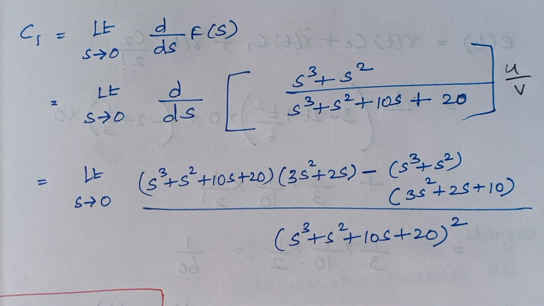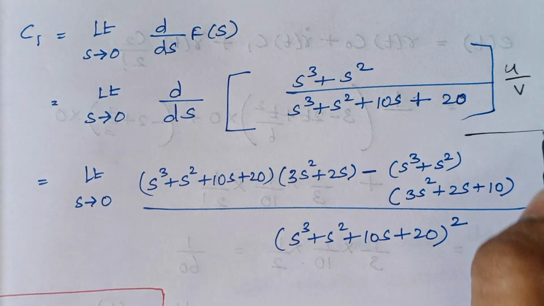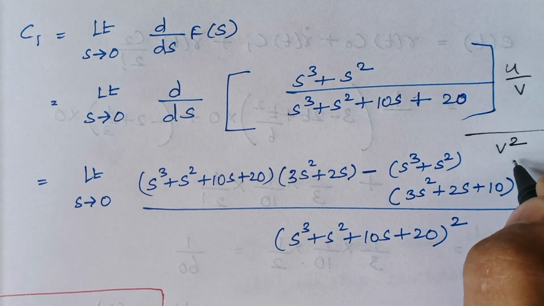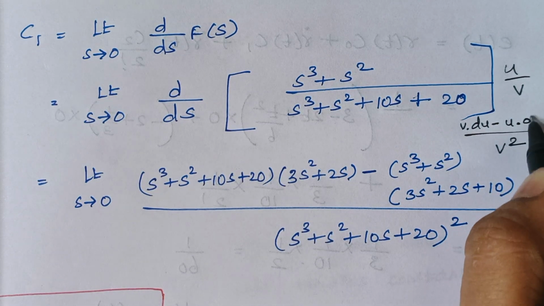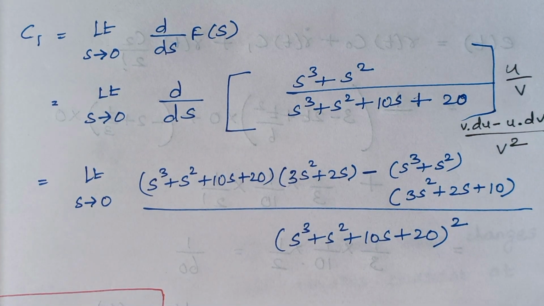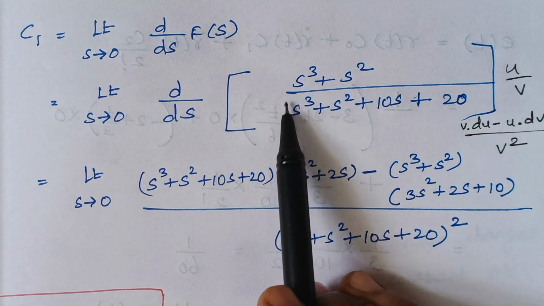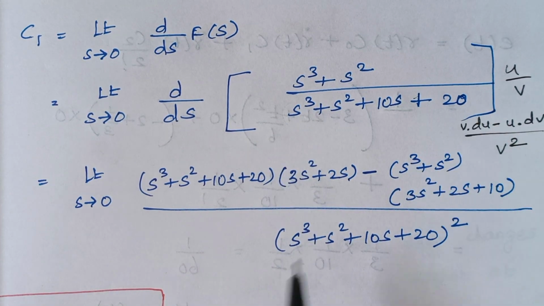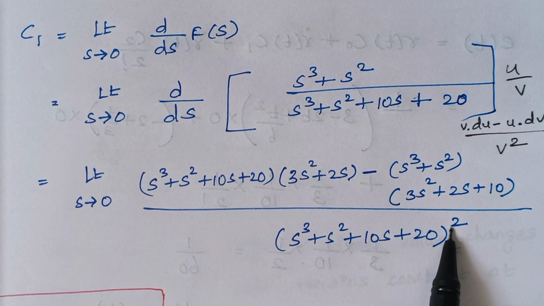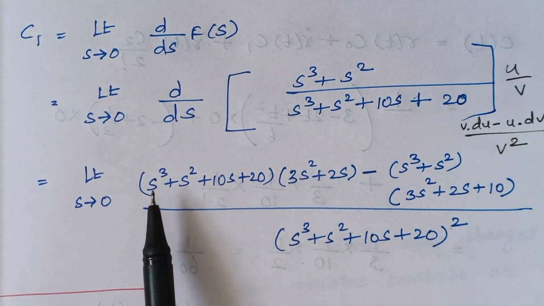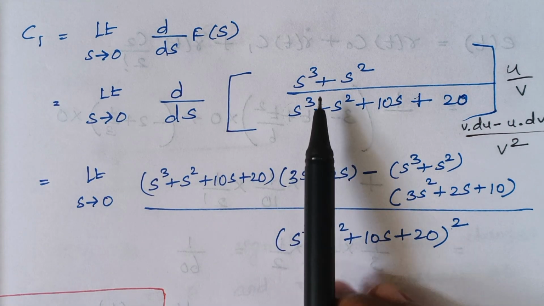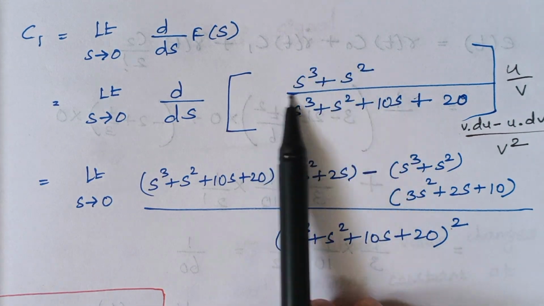So what is the formula for this differentiation? It is given by v square, so v into du minus u into dv, right? So here v square is your denominator part, so the denominator part gets squared here. The next one is v du. So this is your v. So write down the v into du. We have to differentiate this numerator part.